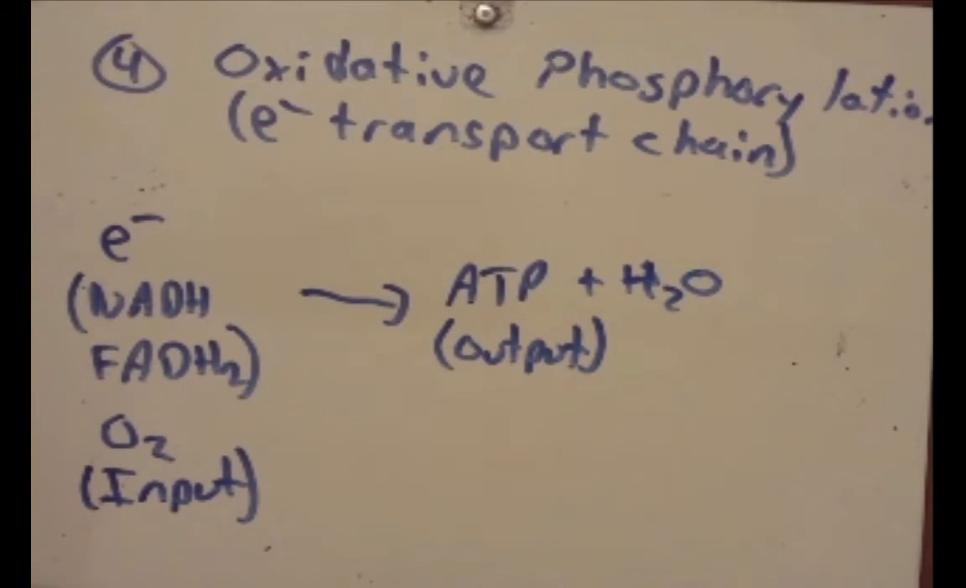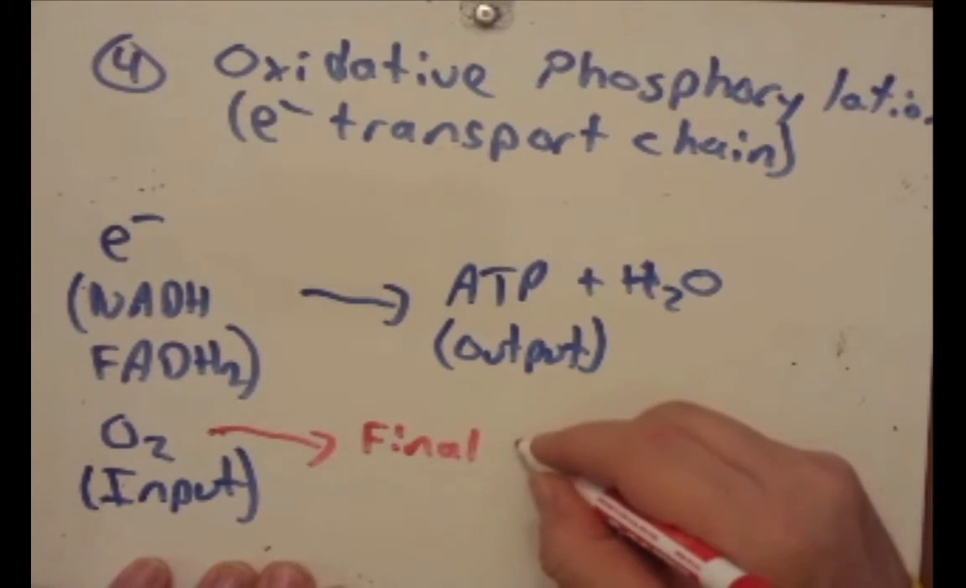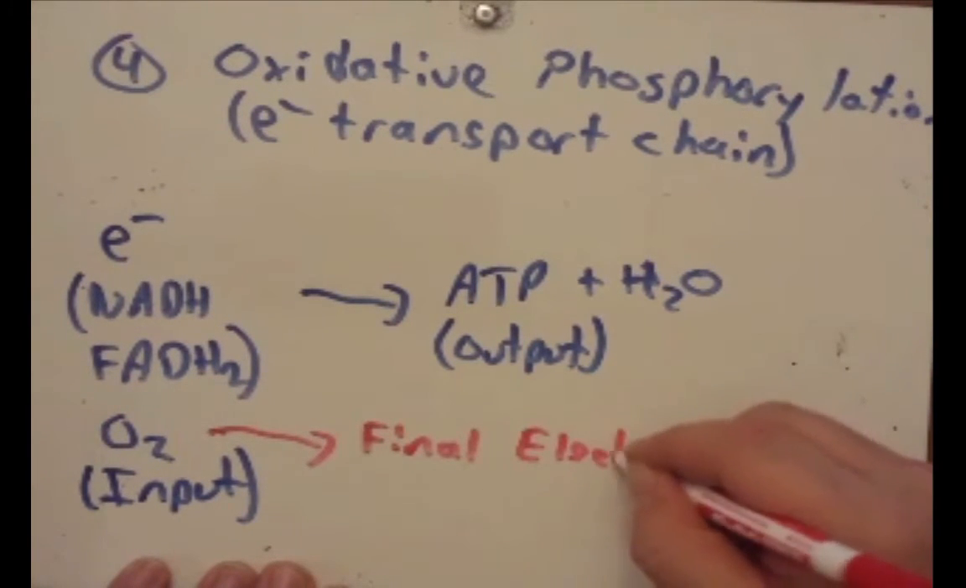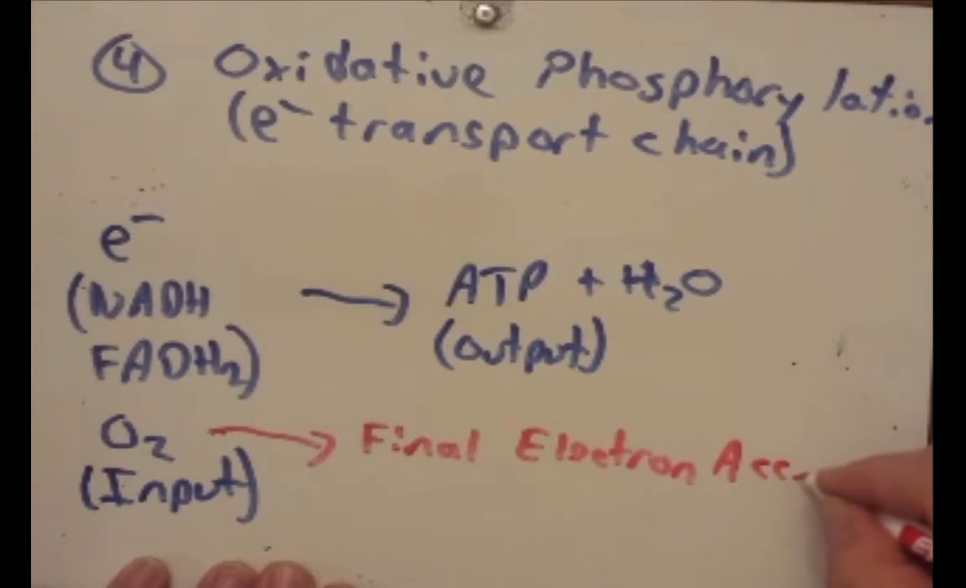So what is oxygen doing here? Let's talk about that for a little bit. Oxygen is the final electron acceptor. It accepts the electrons and is then converted into water.